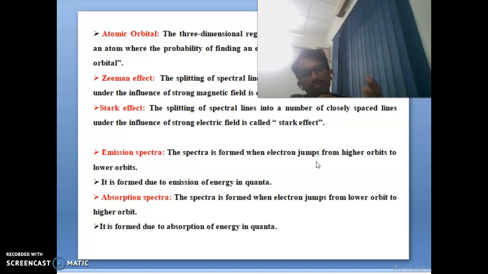What is the absorption spectra? The spectra is formed when the electron jumps from a lower orbit to a higher orbital. It is formed due to the absorption of energy quanta. So what is emission spectra? What is absorption spectra? You need to be clear. The electrons jumping from a lower orbital to a higher orbital is called absorption spectra. The electrons jumping from a higher orbit to a lower orbital is called emission spectra.